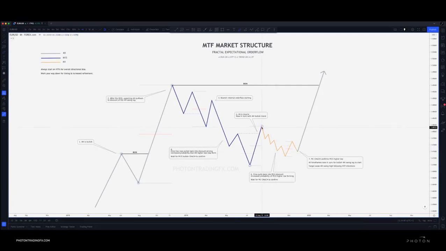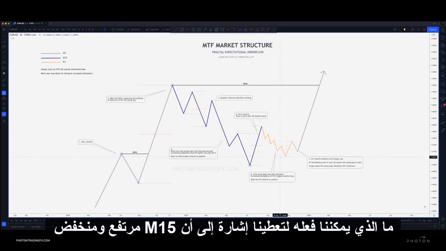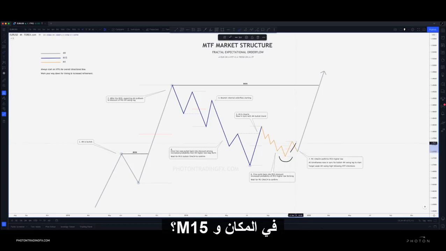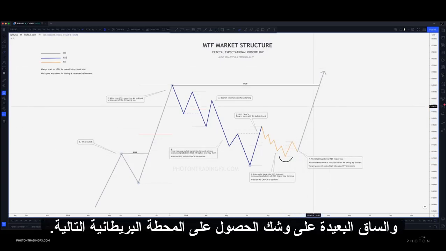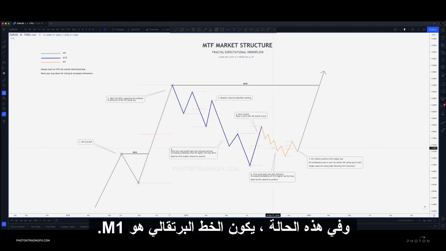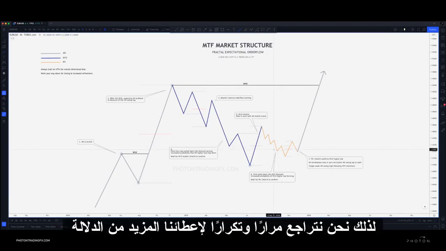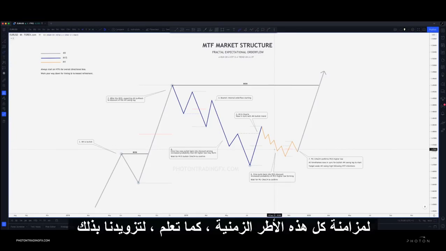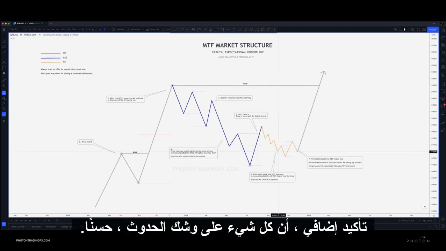So when price is pulling back, what can we do to give us an indication that the M15 high low may be in place and the 4-hour leg is about to get that next bullish leg? We can drop down to another lower time frame, and in this case the orange line is the M1. So we're just dropping down again and again to give us more indication, to get all of these time frames in sync, to give us that extra confirmation that everything is about to happen, okay?